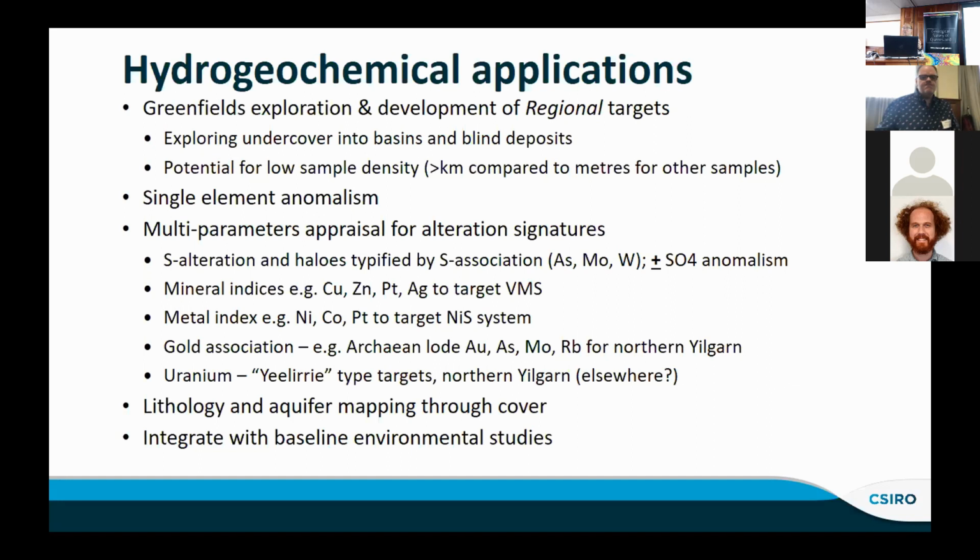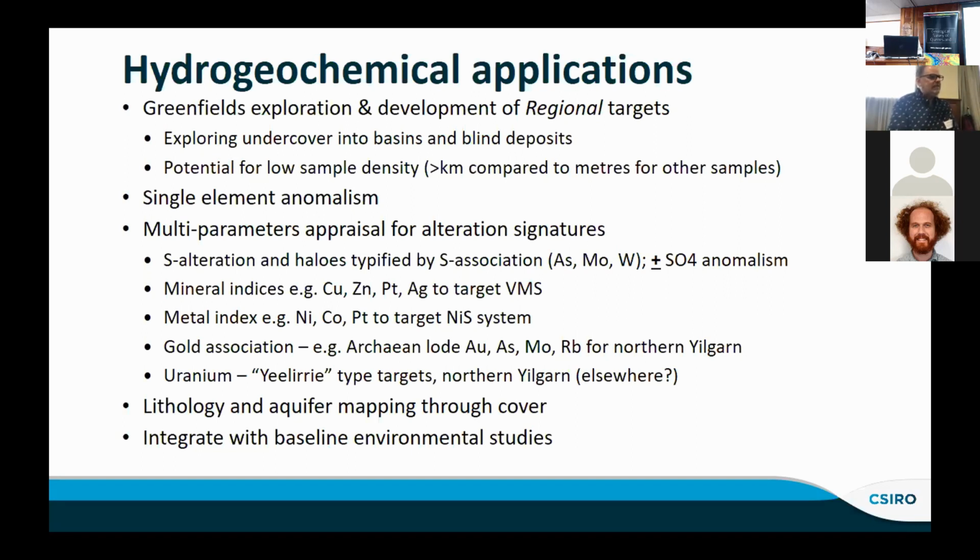This has been done over many parts of the world and in Australia as well. And so there are what we call mineral indices created for the different types of mineralization. For example, for the VMS, the volcanic massive sulfide deposits, which are sulfur-based ones, you expect sulfur to be associated with copper, zinc, platinum, and silver. And that's a common association. And if you've got a better characterization of the deposits, you could even expand the list to find whether it fits into the model or not.